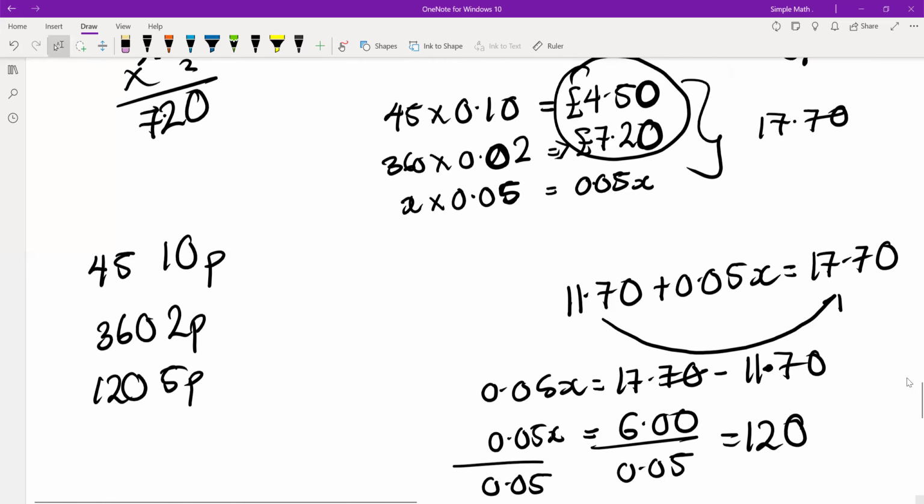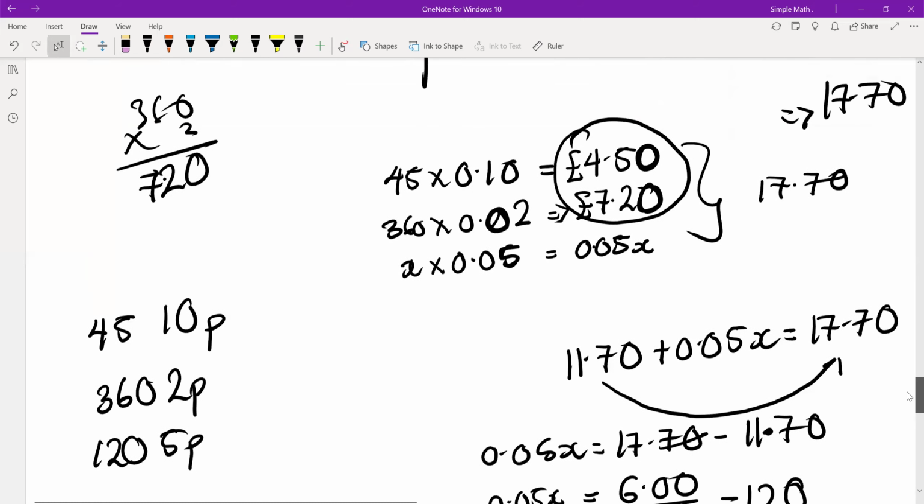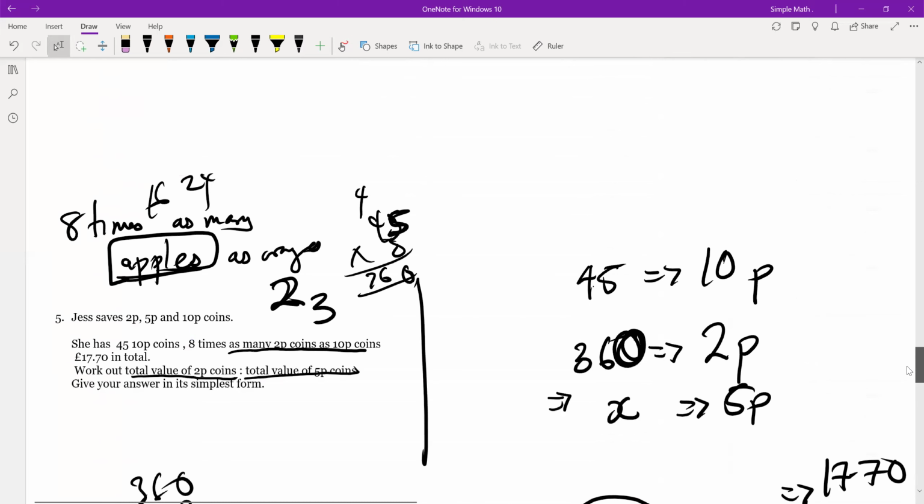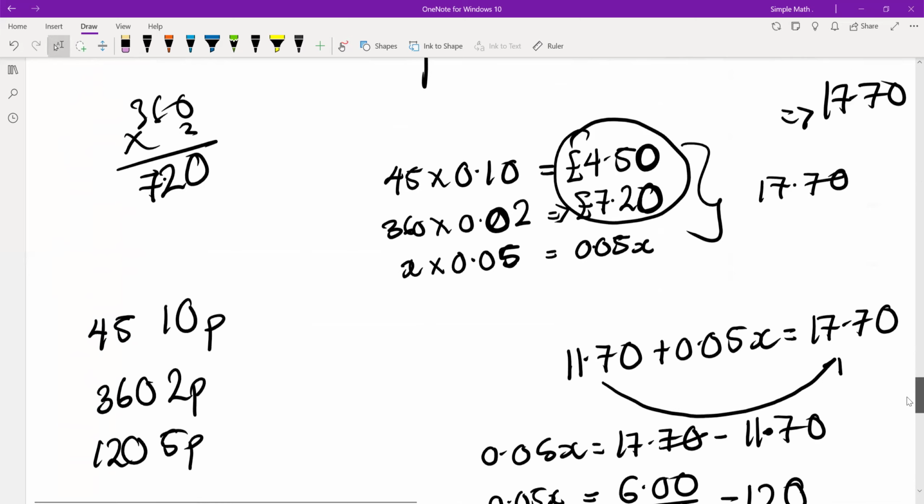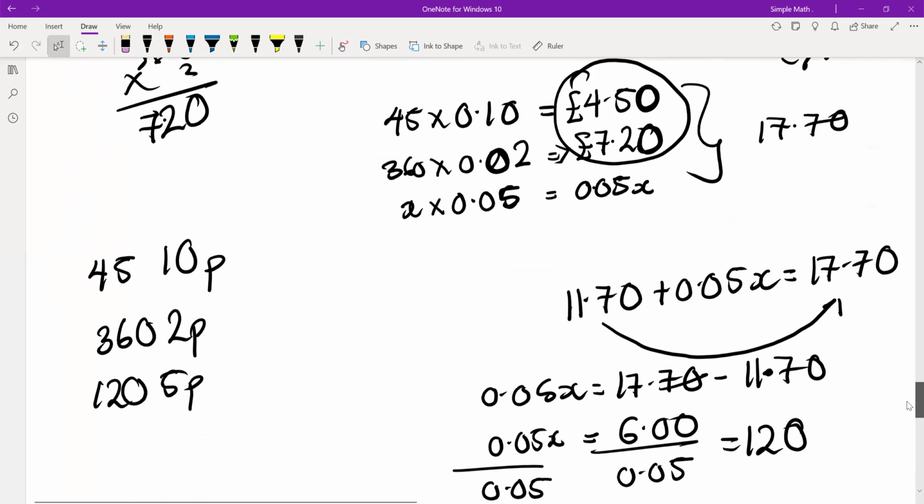125 p's. Okay, I'm just trying to be slow. Like in an exam, I would be faster, but I'm just trying to explain everything. And then the actual question was: work out the total value of 2p coins ratio total value of 5p coins. So they asked for the value, not the number now, the value. What this means is that we know the value of this, which is 7p 20. The value of 5p coins is actually 6.